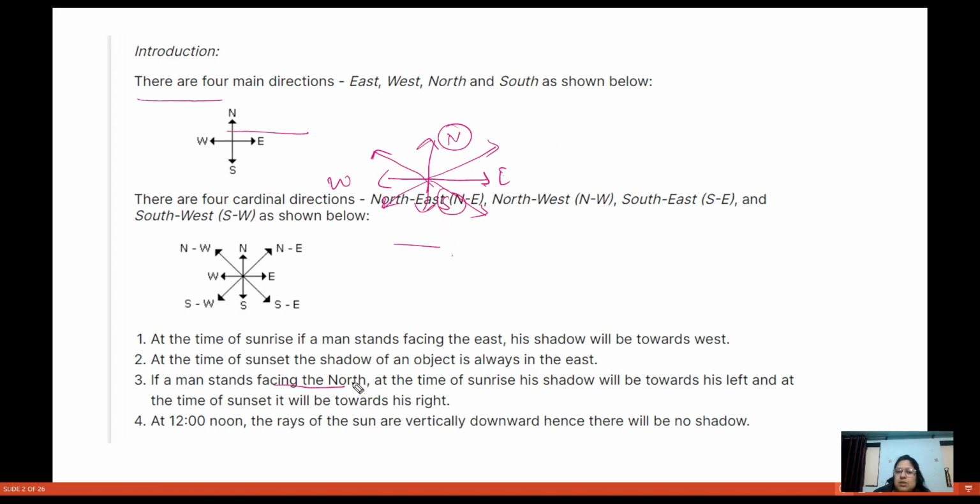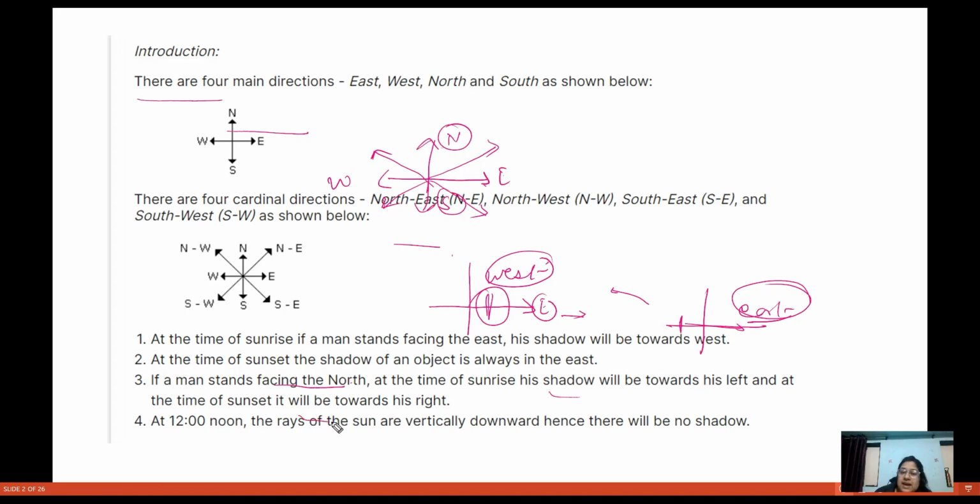If at the time of sunrise a man is facing east, so somebody is standing here facing this direction and the sun rises from this, then his shadow will be towards the west. At the time of sunset, the shadow of an object is always in the east. Now consider a man facing the north at the time of sunrise.